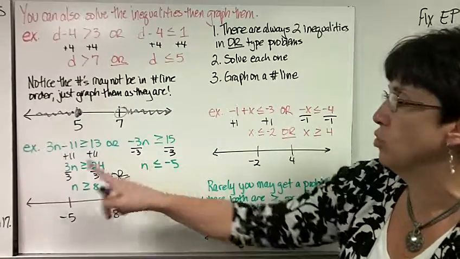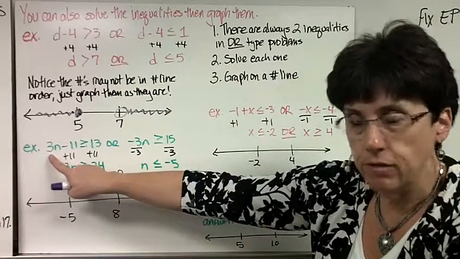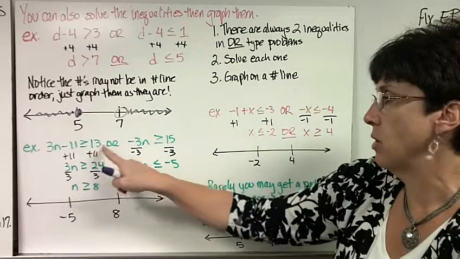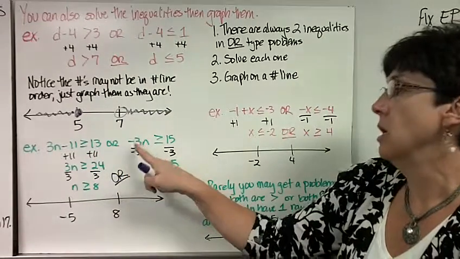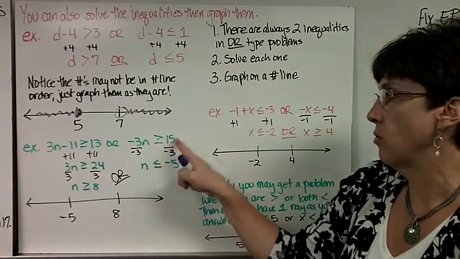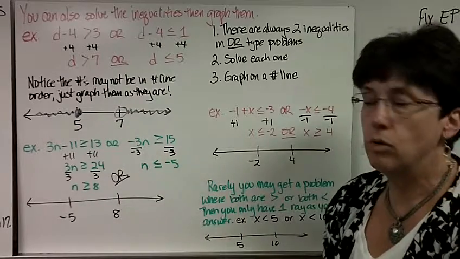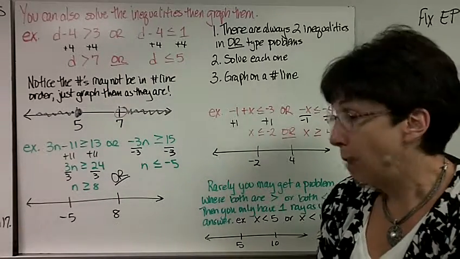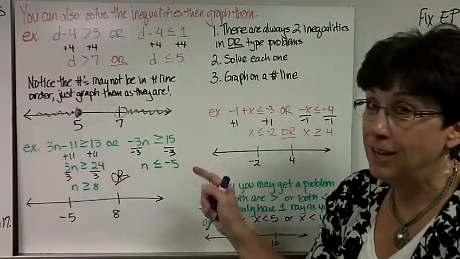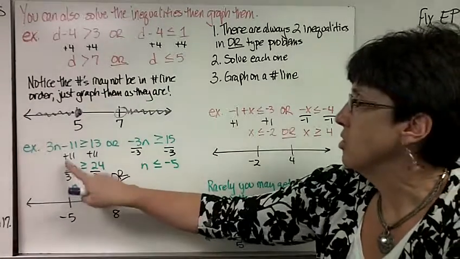All right, 2 more. Here we have 3n minus 11 is greater than or equal to 13, or -3n is greater than or equal to 15. Now you notice they're both going the same direction. But we're going to be dividing by a negative, so that will change something. So let's solve this one.